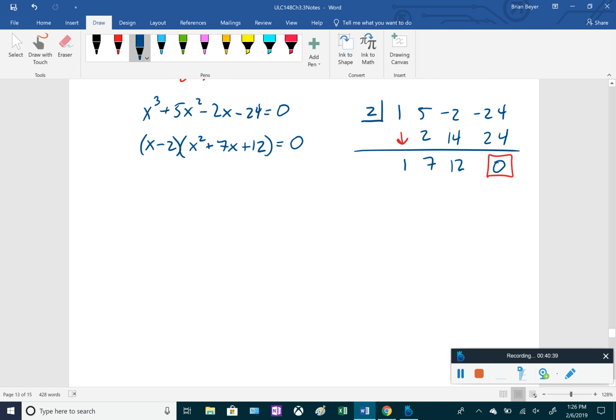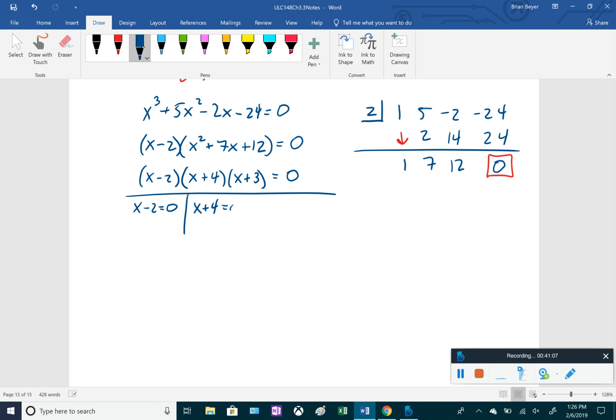So now we're just solving this new factored version. So what I'm going to do is I'm going to factor that quadratic, x squared plus 7x plus 12. And I'm only doing this because it can be factored. Usually it won't always be able to. It can factor to x plus 4 times x plus 3. I'm going to set all of these factors equal to 0 now based on the zero product property. So solve all of these linear equations. We get x equals 2, x equals negative 4, and x equals negative 3.